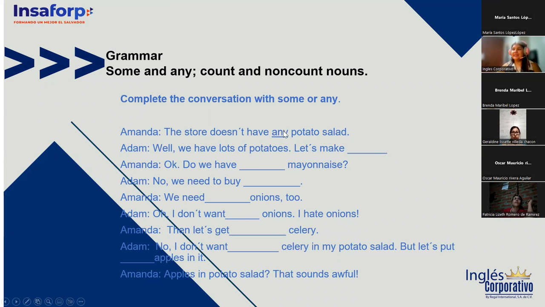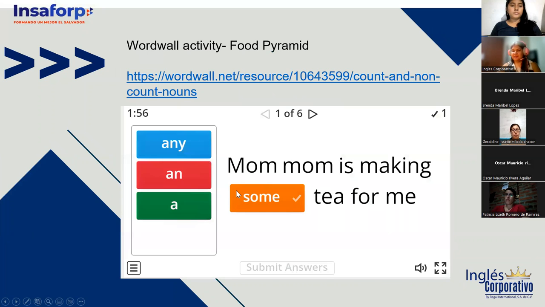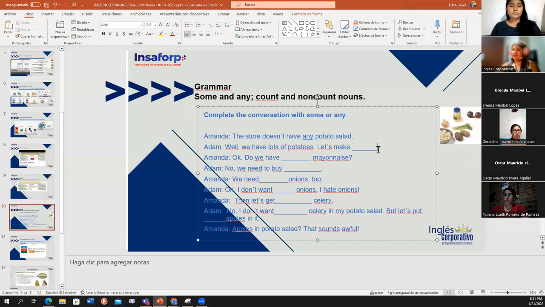The store doesn't have any potato salad. Okay, well, we have a lot of potatoes. Let's make some. Okay, do we have any mayonnaise? No. We need to buy some. Okay. We need some onions, two.